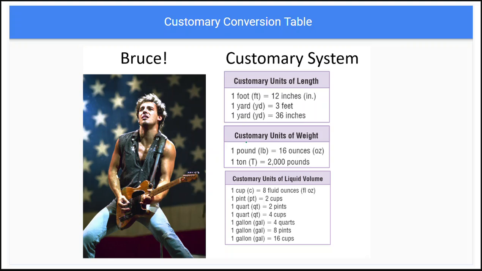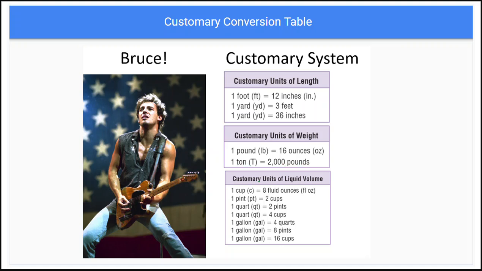Okay, now customary weights, units of weight. In America, we use pounds. Overseas, everywhere else, they use kilograms. But 1 pound equals 16 ounces. Memorize that. And then if you have 2,000 pounds, that equals 1 ton.